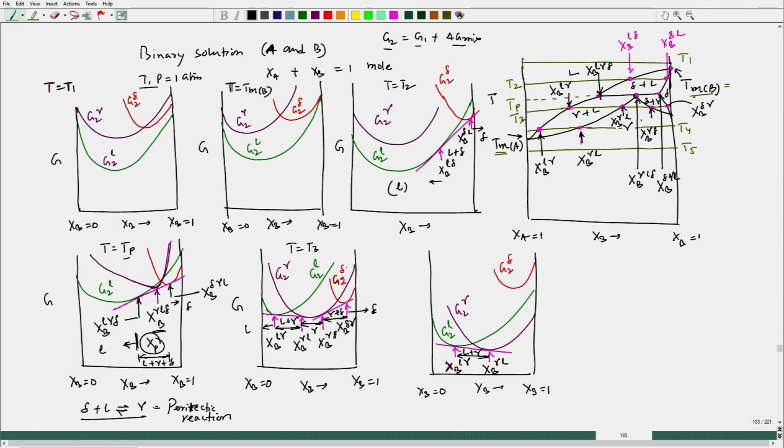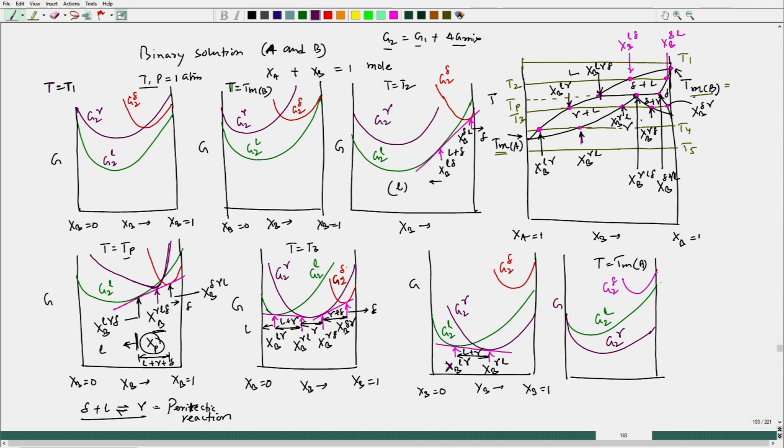Now, one more temperature we missed. If I try to do it at T equal to Tm A, we will get a plot like this. This is the liquid line, this is G2 delta, this is G2 liquid, and this is G2 gamma, this is G.